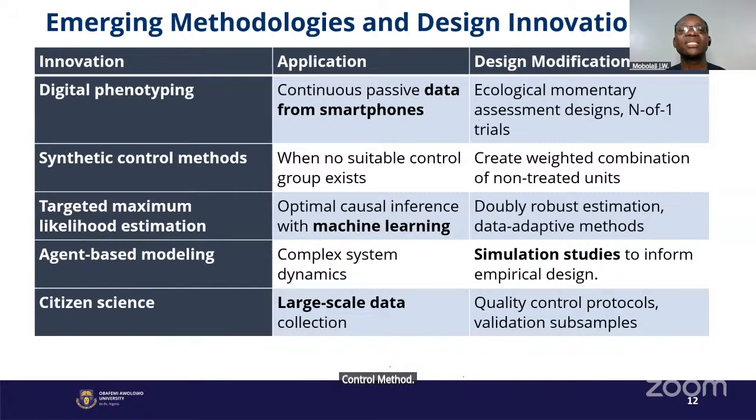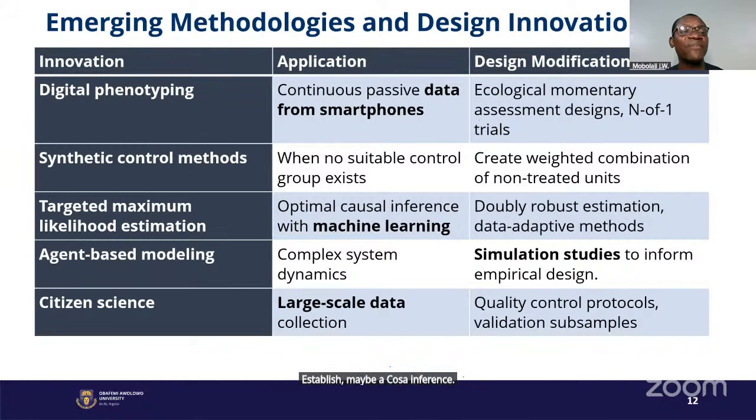And this is when there is no suitable control group. For you to have a control group, you create a weighted combination of non-trivial units, and possibly you use the computer system, or some machine learning approach to do this. Then we have targeted maximum likelihood estimation. This involves use of machine learning to establish maybe a causal inference.